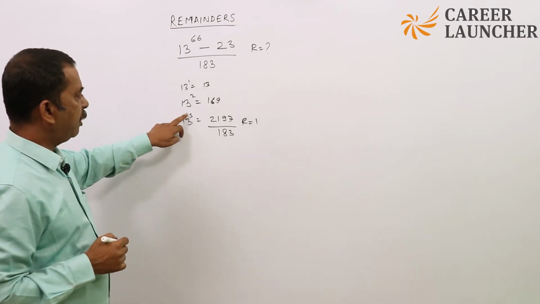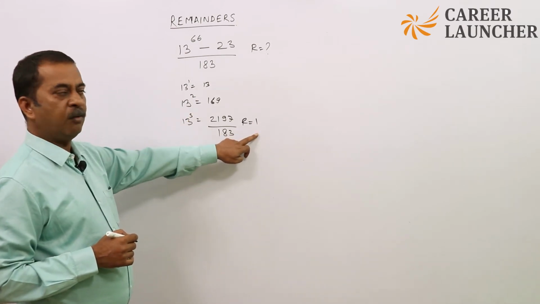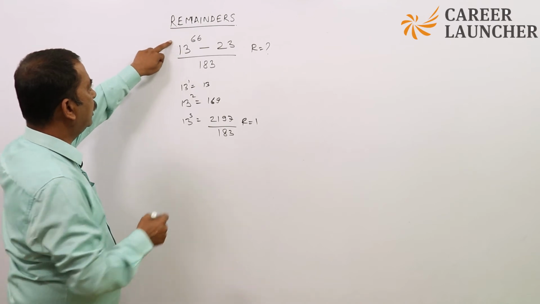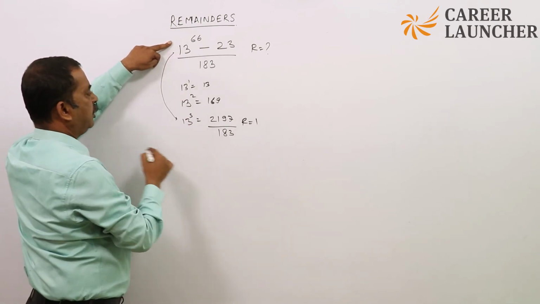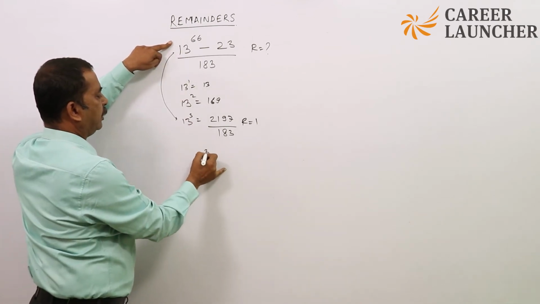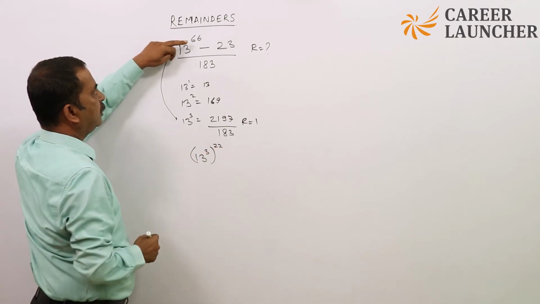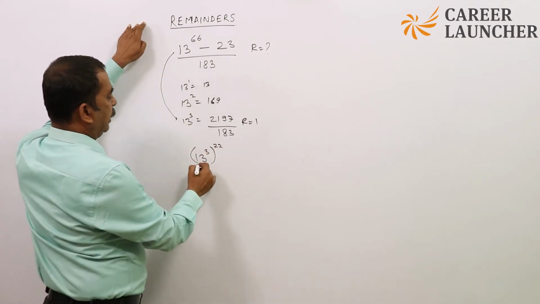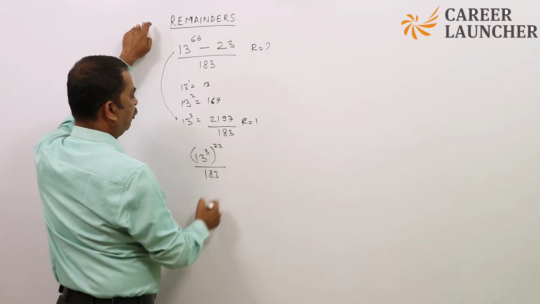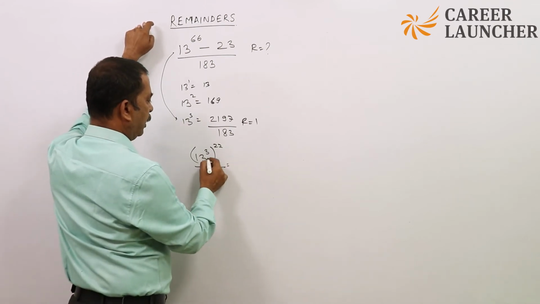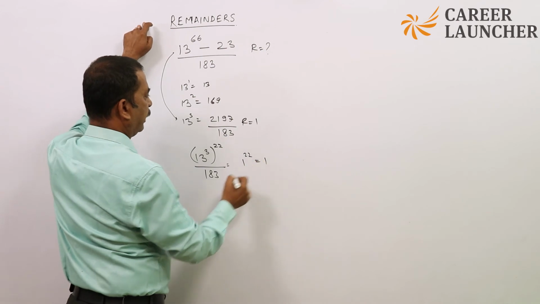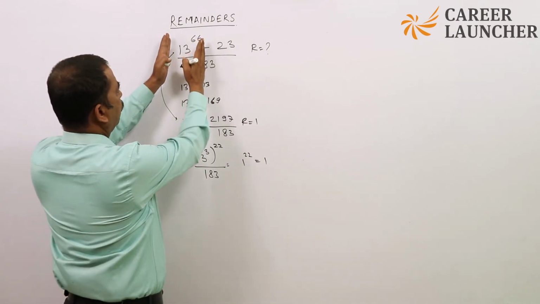So when 13 power 3 divided by 183 gives me remainder 1, I need to convert this number in this form. Which means, can I write this as 13 to the power 3 whole to the power 22, 66 divided by 3. Divided by 183, this gives me as remainder 1 to the power 22, which is finally 1. So this part gives me remainder 1.